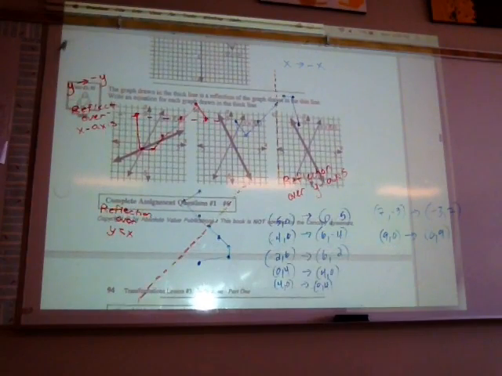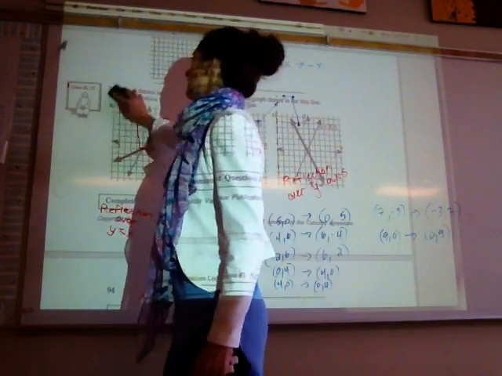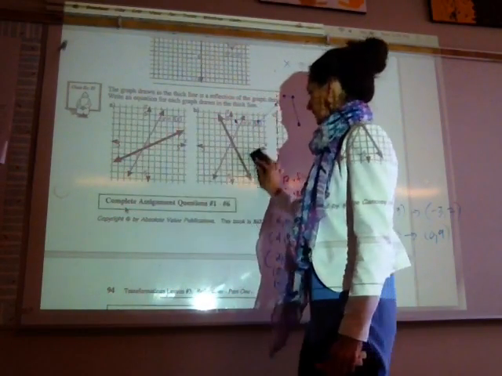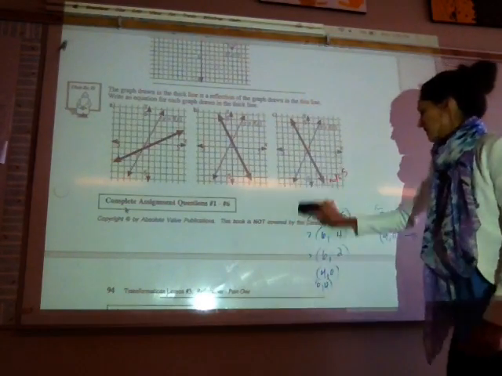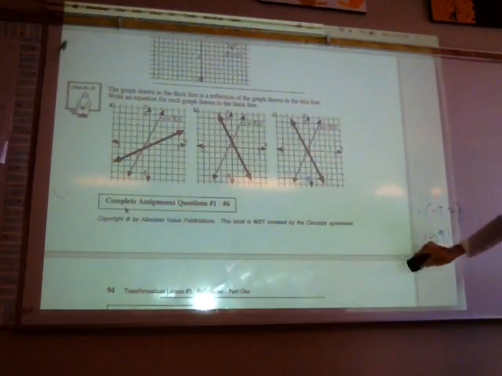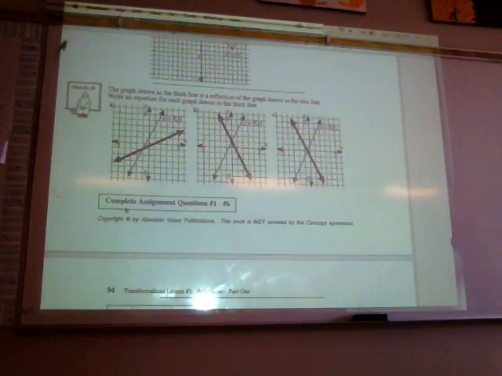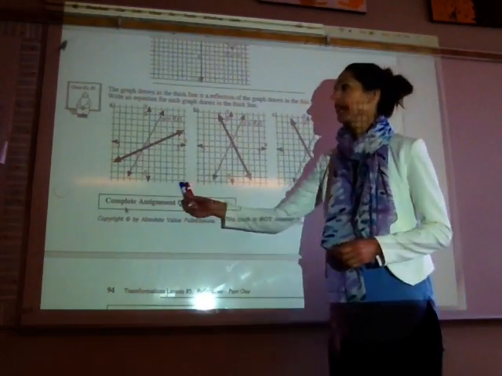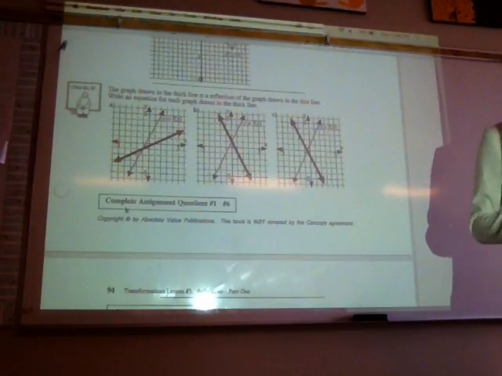Alright, so if you look at the bottom of your page, there's the thin line, thick line. The thin line is showing the original graph, and the thick line is showing the transformed graph. Okay, we're dealing all with reflections, so you can guess that it will be one of the following reflections, either reflected in the x-axis, the y-axis, or the line y equals x. So a big hint for determining where it's being reflected is to mark out where your invariant points are.